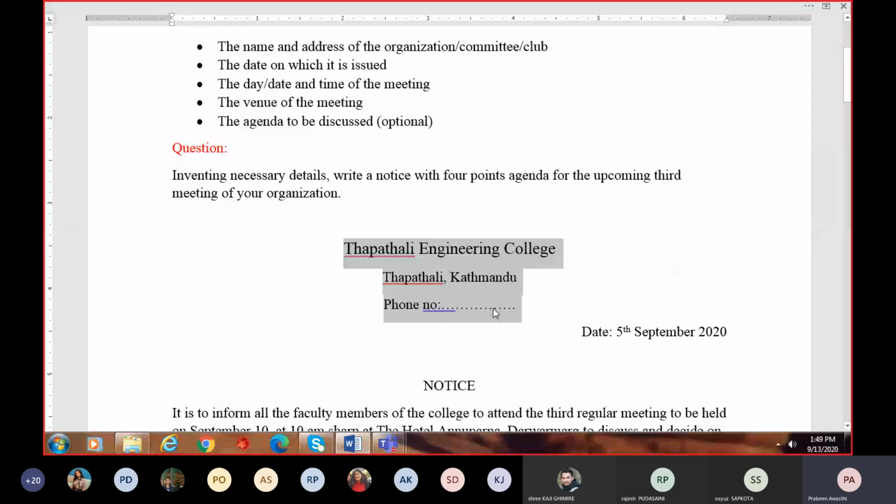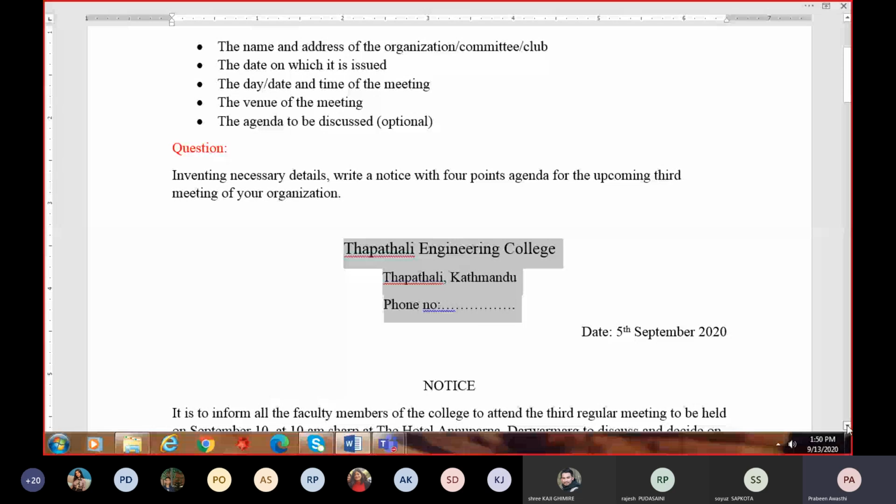Thapathali Engineering College, I just wrote it, inventing necessary details. You should not heavily depend on this one. Thapathali Engineering College, Thapathali, Kathmandu. Phone number, this one. Then date. Date must be written 15th September 2020. Okay. Now you move to the body of the notice.